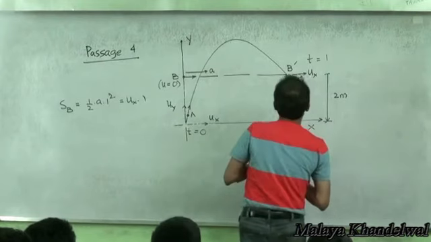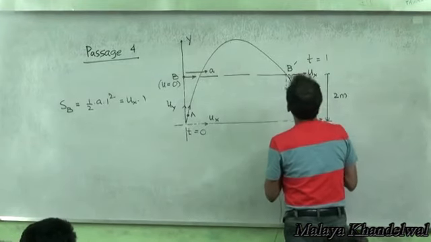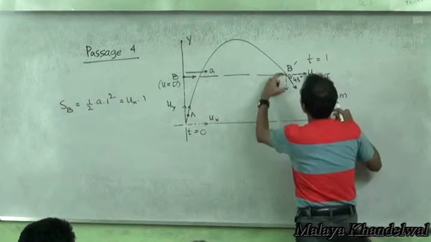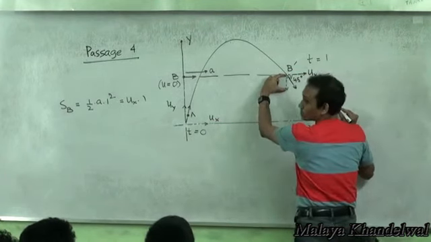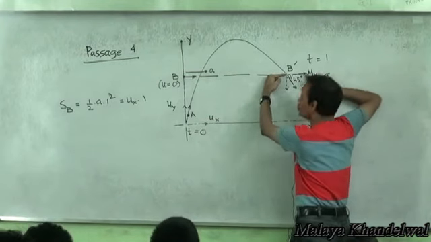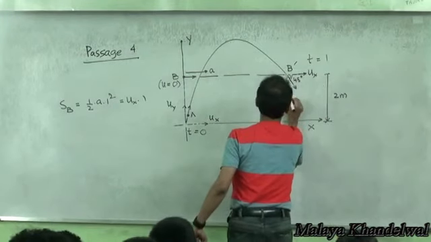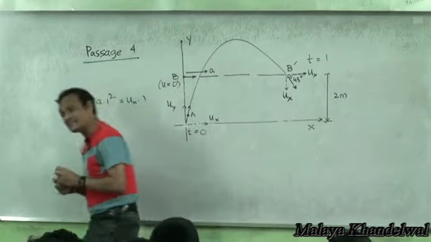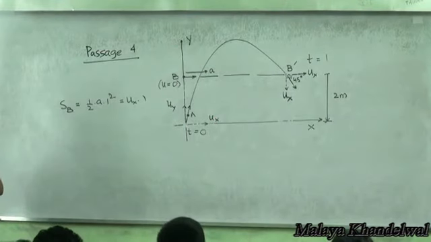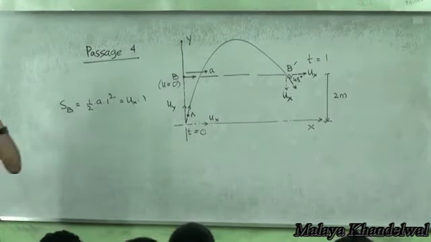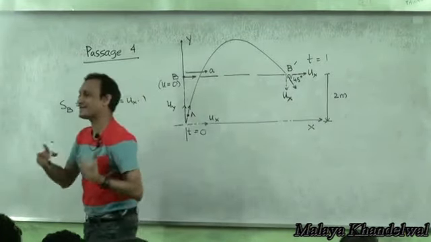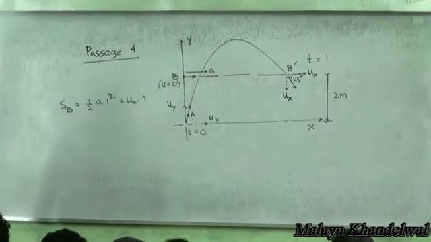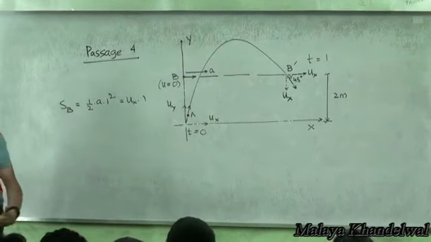Also realize that at this point, since this is 45 degrees, this velocity must be the same as this velocity in magnitude. So if this was ux, the vertical velocity must have been ux downwards. Yes or no? That means 1 second later, the vertical velocity changes from uy to minus ux.